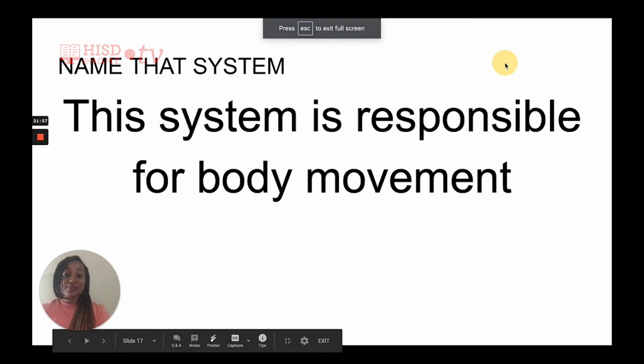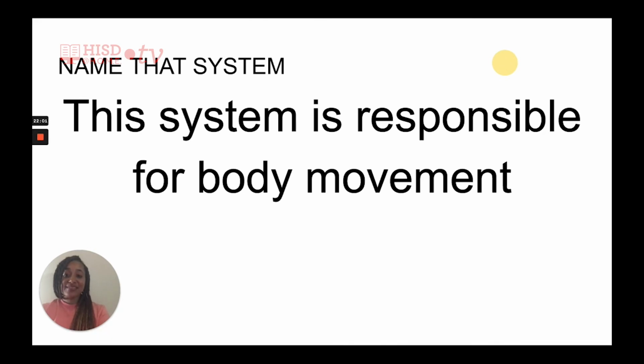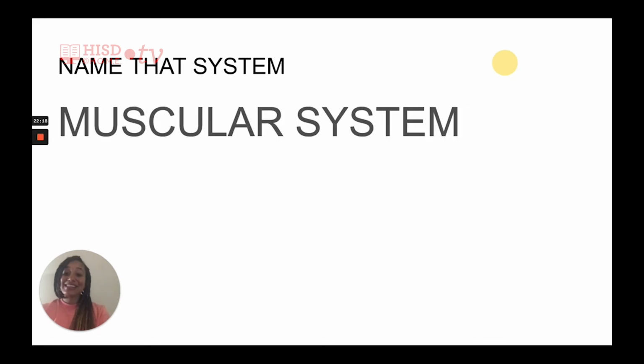This system is responsible for body movement. Which system is responsible for body movement? Key word here, movement. You are correct. The answer is muscular system.